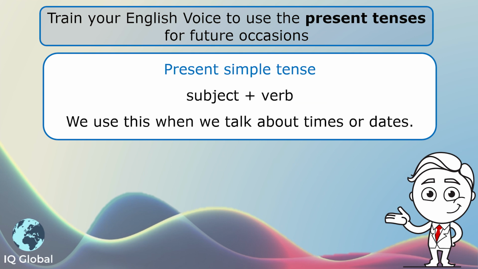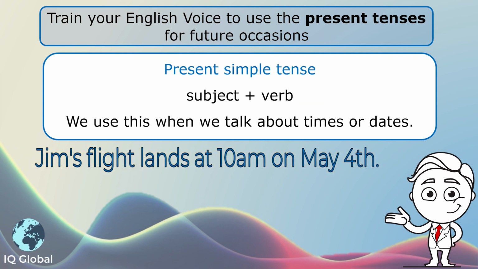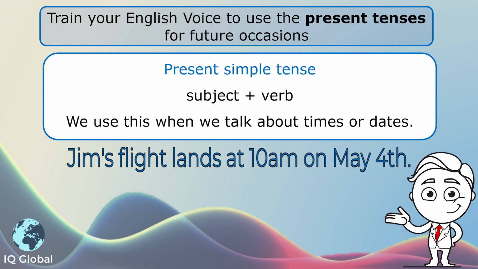And let's have a look at one last example. Jim's flight lands at 10 a.m. on May 4th. So here we have the subject, Jim's flight, followed by the verb lands, and I wrote this in the present simple tense because I'm using a time and date in this sentence.